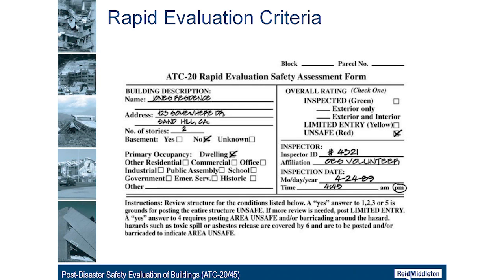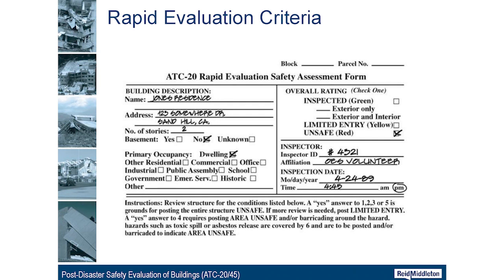So once you go through and make your assessment, you circle back to the top of the form and identify the assessment conclusion, whether it's green, exterior and interior, limit entry, unsafe, ID, affiliation, etc.